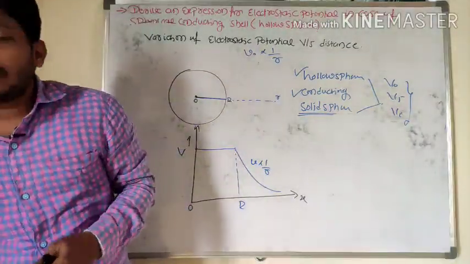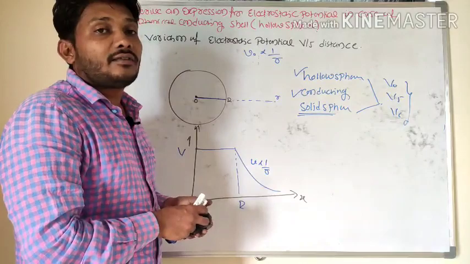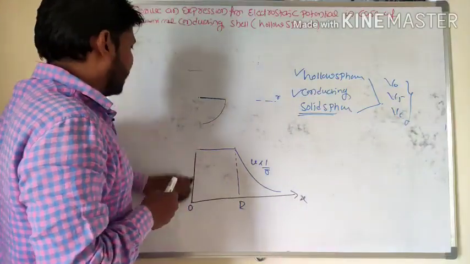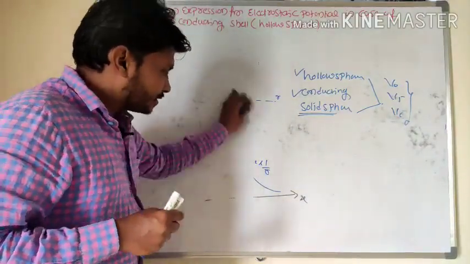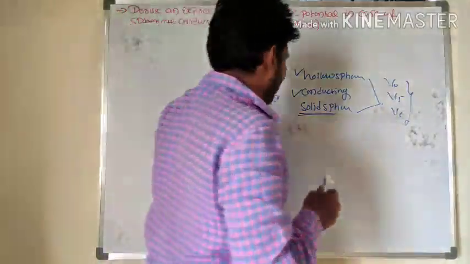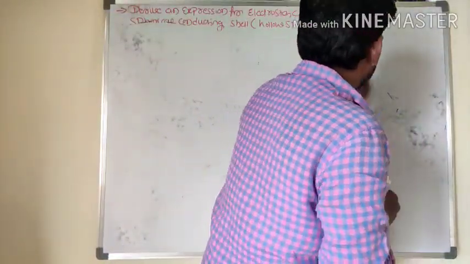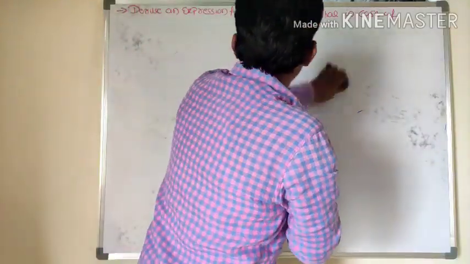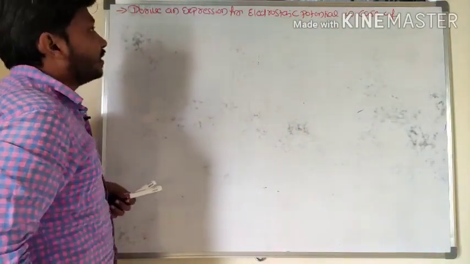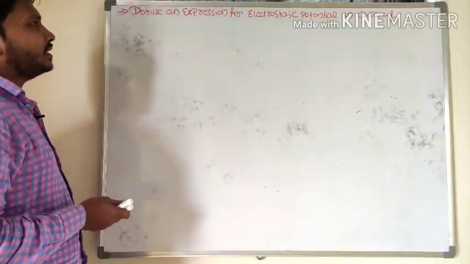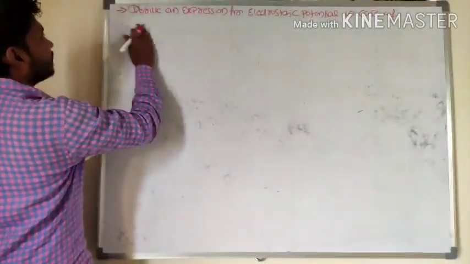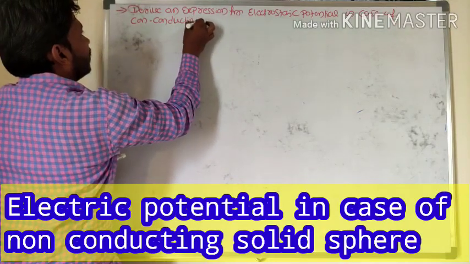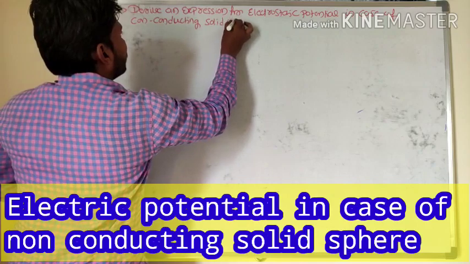What will be the equation for electrostatic potential in case of a non-conducting solid sphere? In case of that non-conducting solid sphere also, on the surface of the sphere and outside the sphere have the same formulas. So now we'll derive the expression for electrostatic potential in case of a spherical non-conducting solid sphere.